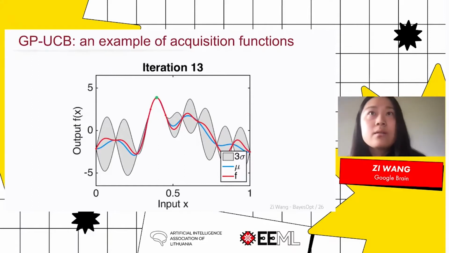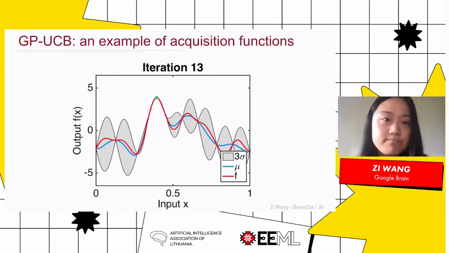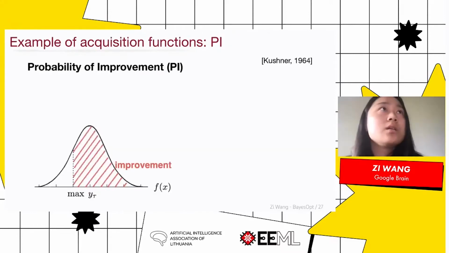All right, so here is roughly how GP-UCB works. You can see it's very simple, very straightforward. The idea is very simple to understand. So, some other examples.